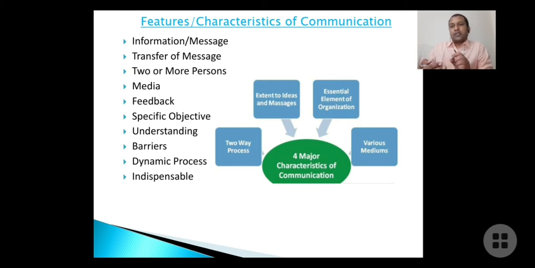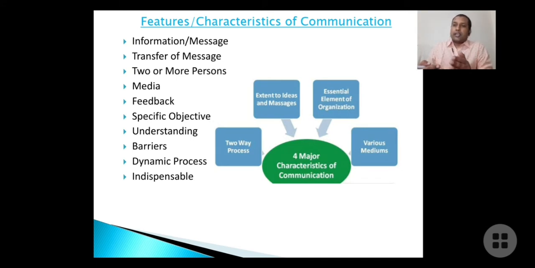Understanding is a mandatory thing. Without understanding, one cannot answer or respond to your message. You have to clear your message, then someone on the other side will give you the feedback, will give you the response in return.